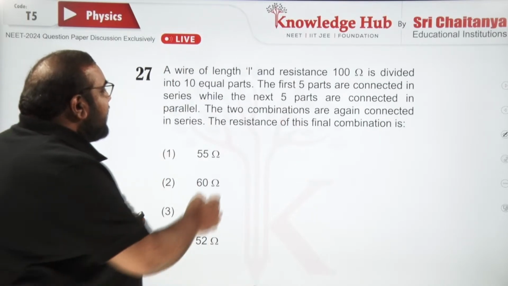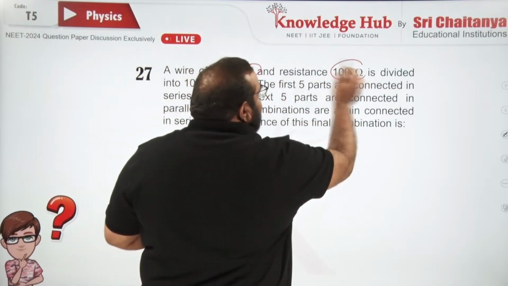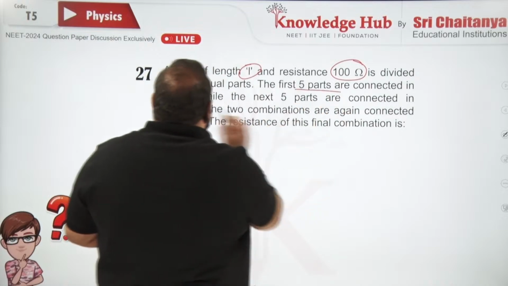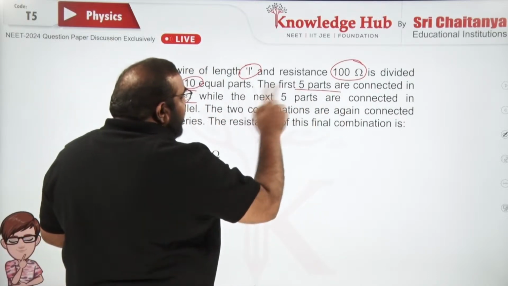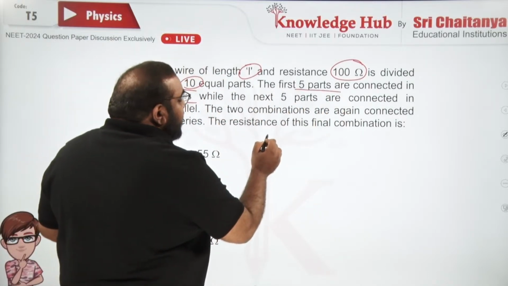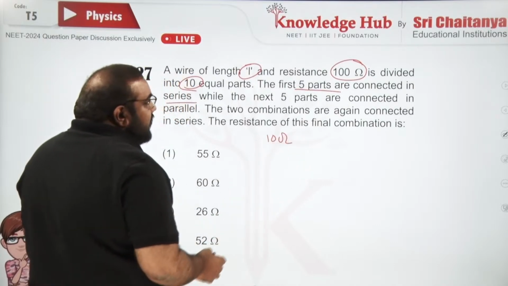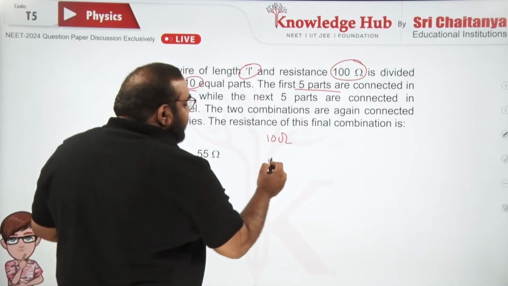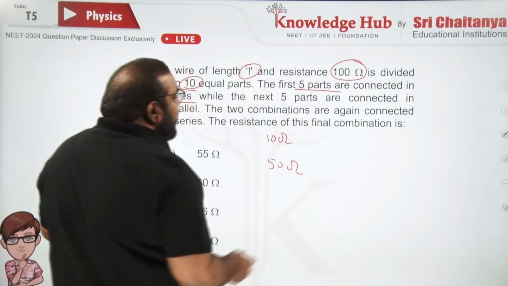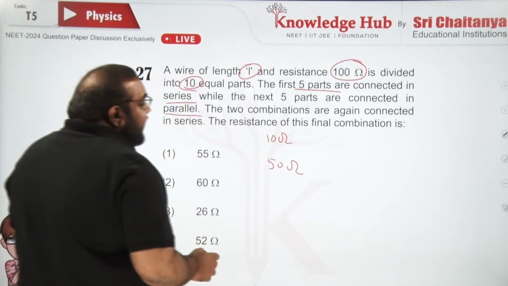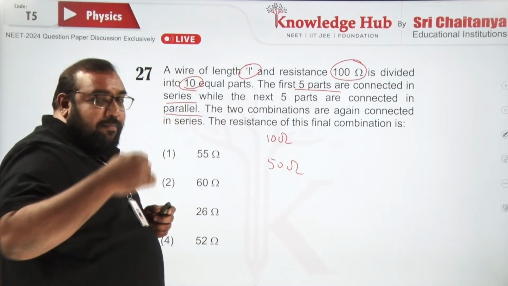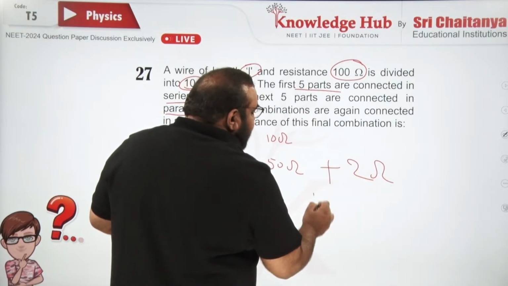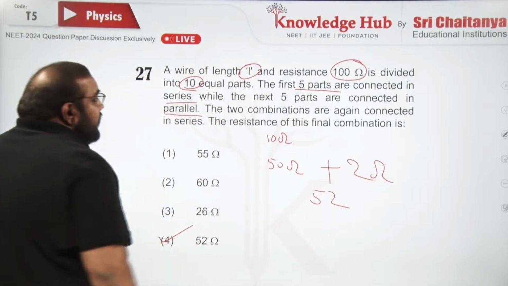A wire of length L and resistance 100 ohm is divided into 10 equal parts. The first 5 parts are connected in series. First of all, when you divide that into 10 equal parts, each part resistance is 10 ohm, and those 5 parts are connected in series. Then its resistance is 50 ohm. And the remaining 5 parts are connected in parallel. Then their resistance will be, what about 10 in parallel combination? So 10 by 5, 2. These two combinations are connected in series. So the effective resistance is 52 ohm. Go for the next one.